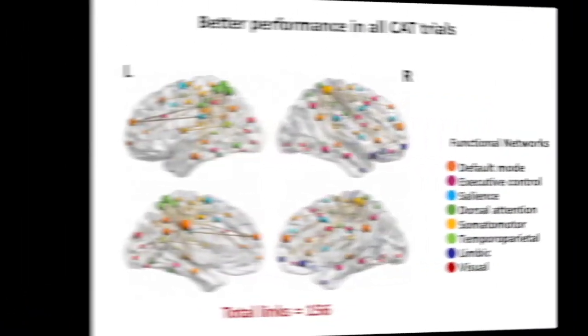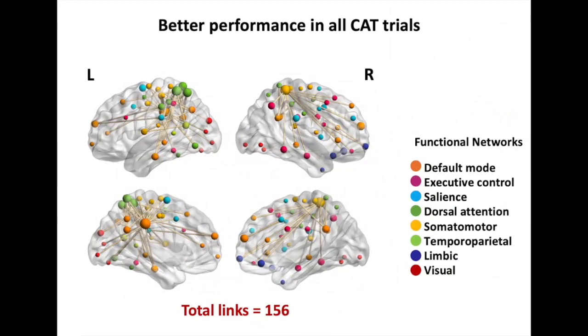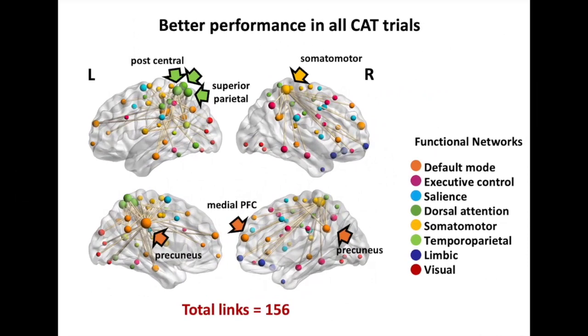Finally, we wanted to characterize which are the brain networks that support this prediction of higher creative abilities during the CAT performance. The brain connectivity patterns of the predictive network of better creative abilities for solving all CAT trials had a whole brain distribution. We observed that the brain regions with the highest number of connections in this network were localized in brain regions that belong to the default network, the somatomotor, and the dorsal attention network.